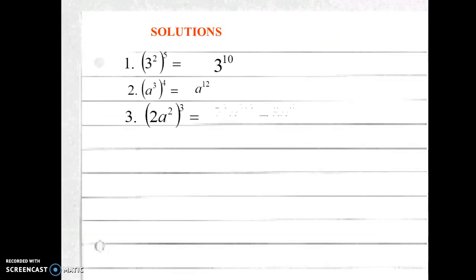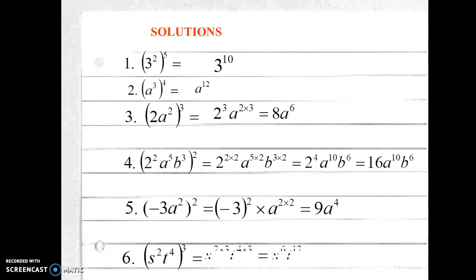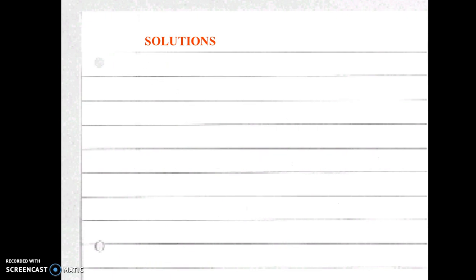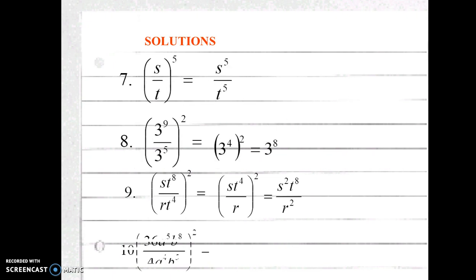Okay, check your work. There's the first 6. Hope that went well for you. Pause it if you need to check something out. And here's the next few. Okay, hope it all worked out. Let's look at just a couple more things.